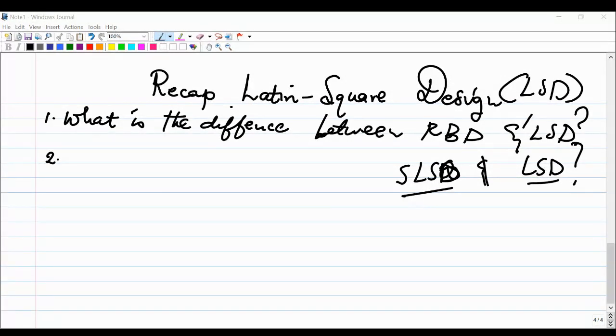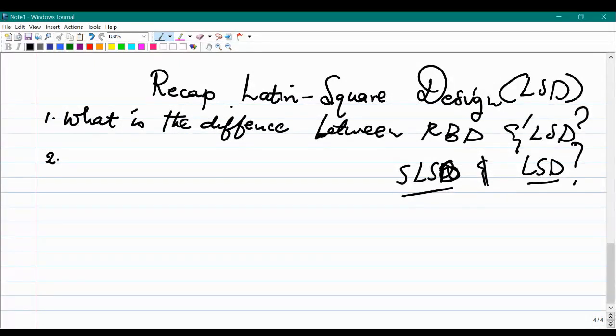But the other one, it's not a must for the first row and the first column to be arranged in alphabetical order. Now, the third one. These things, guys, they're connected. Let me call it number 4. When coming to randomization, what is the difference between CRD and randomized block design?